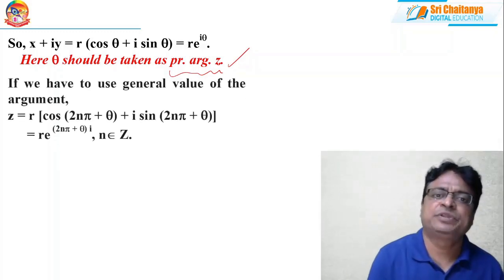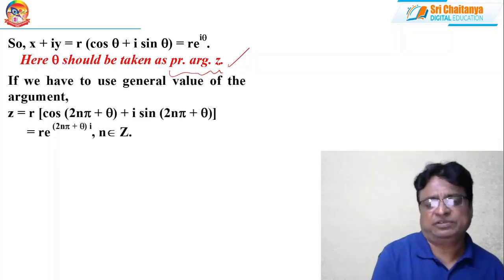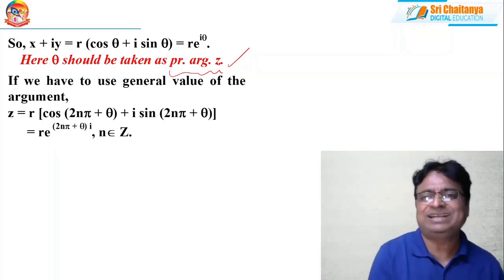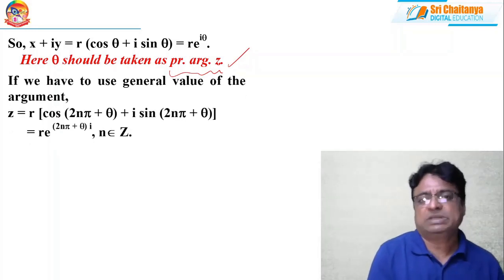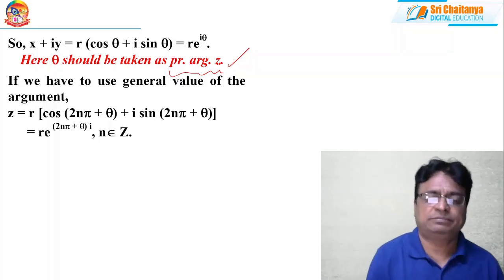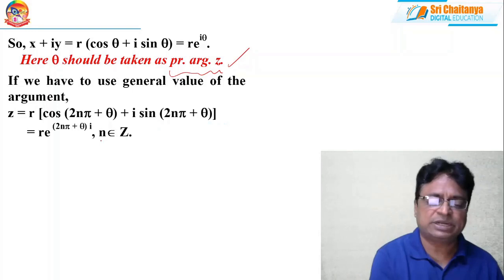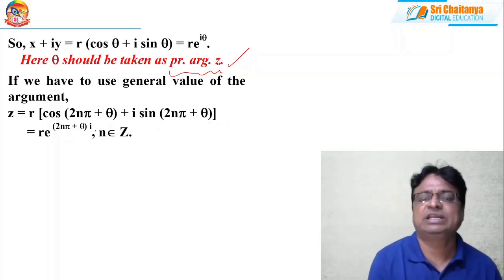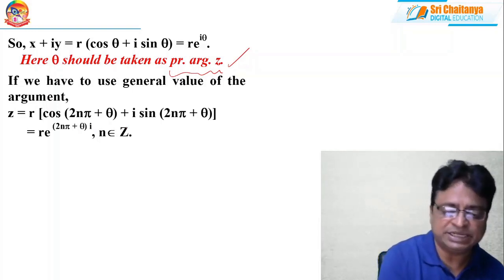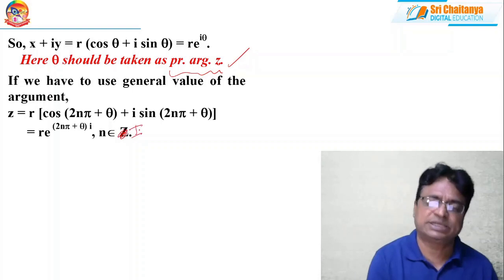If nothing has been mentioned, don't worry, you have to consider that as the principal argument. Okay. So the general form is just you add 2n pi to theta. This is called the general form. So cos of 2n pi plus theta plus i sin of 2n pi plus theta, that we can write as r into e power i times 2n pi plus theta, where n belongs to Z, meaning integers, or in place of Z I can write that as I, the set of integers.